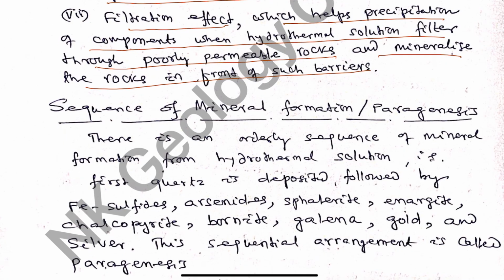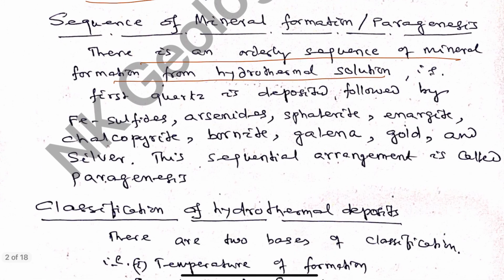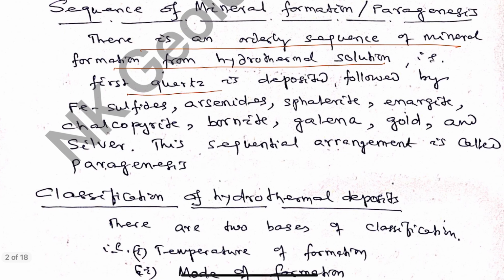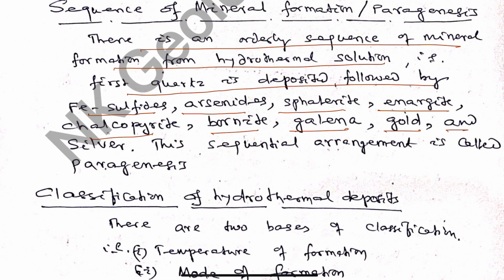Following is the sequence of mineral formation, or paragenesis. It is seen that there is an orderly sequence of mineral formation from hydrothermal solution. That is, first the quartz is found to be deposited, which is followed by iron sulfides, arsenides, sphalerite, enargite, chalcopyrite, bornite, galena, gold and silver. This sequential arrangement is called paragenesis.